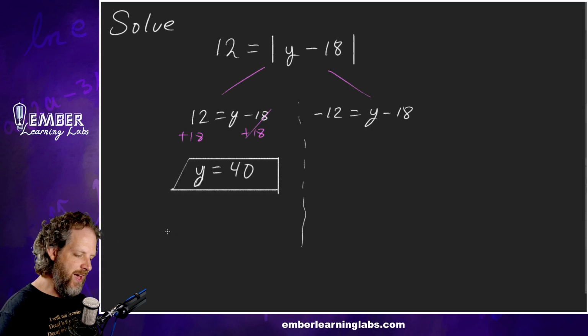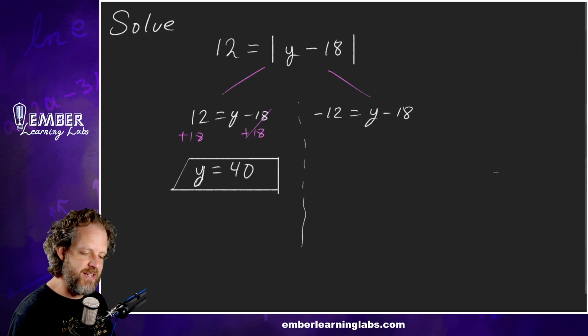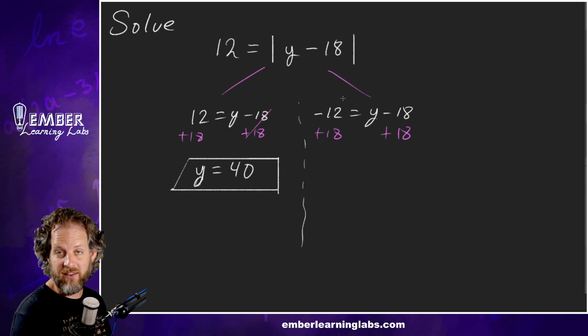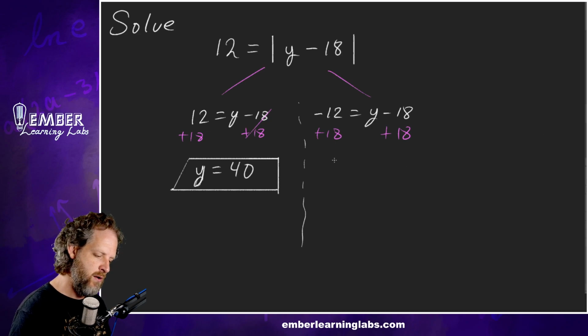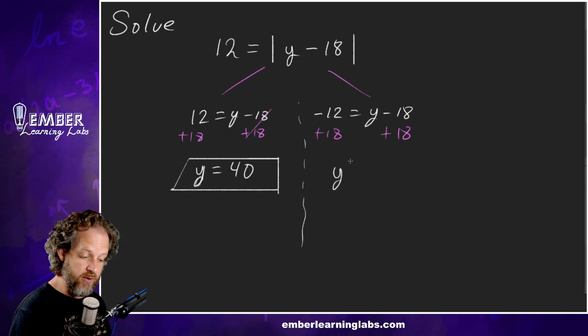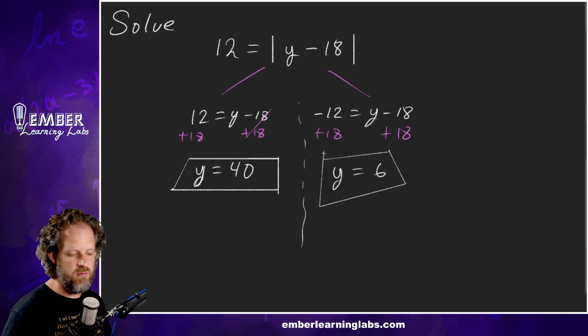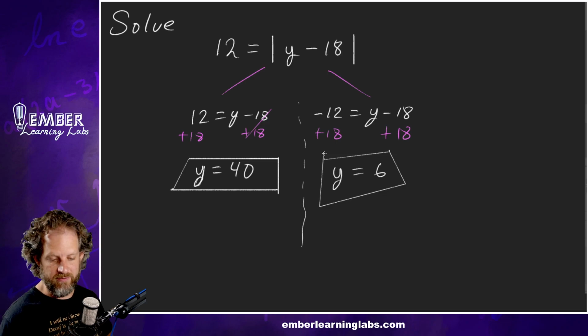Yay, cute. Okay, so let's do this one. How is this 18 attached? It's subtracted. We add it, right? Same thing. Plus 18, plus 18. This time we've got different signs, right? So we subtract, keep the sign. So y also equals 6. Beautiful.